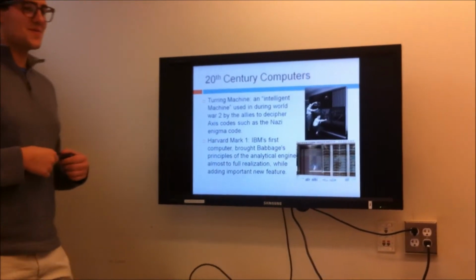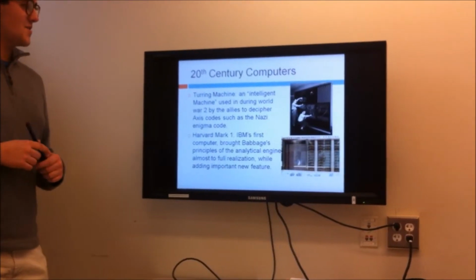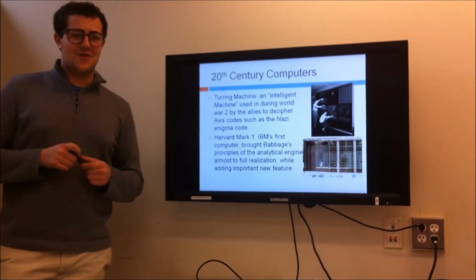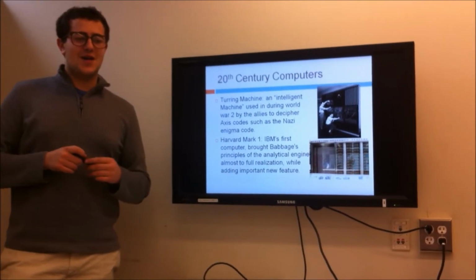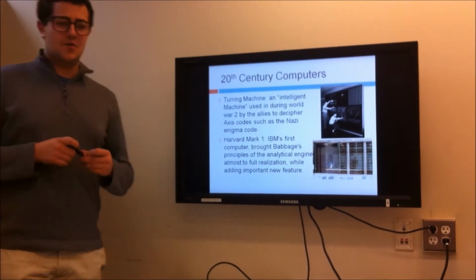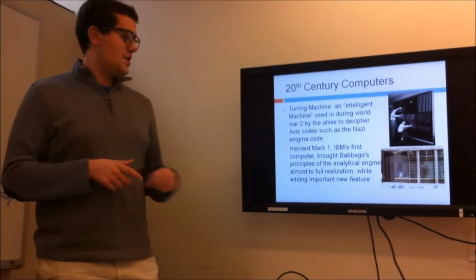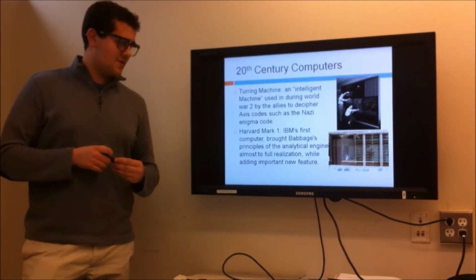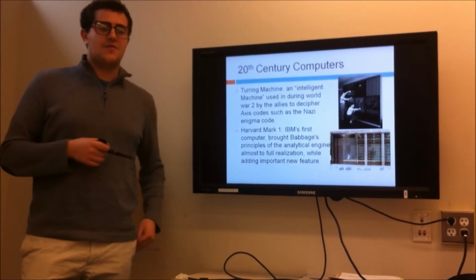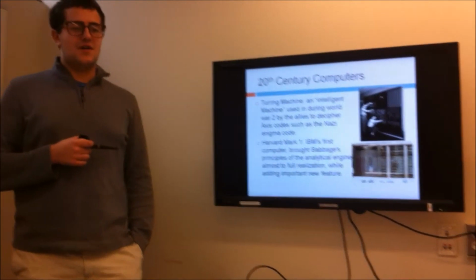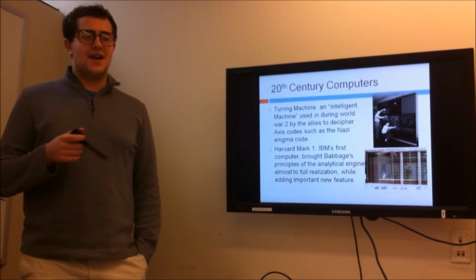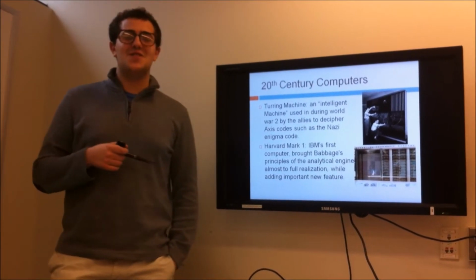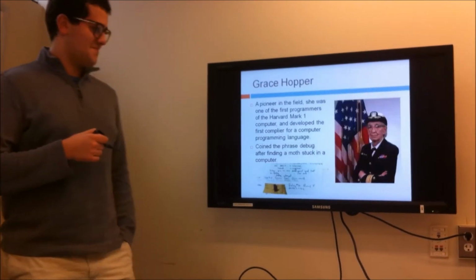20th century computers, such as the Turing machine, which was an intelligent machine used during the Second Great War to decipher Axis codes such as the Nazis' Enigma code. Harvard Mark I, another World War II era computer, was IBM's first computer, which brought my great-grandfather Babbage's principles of the analytical engine almost to full realization while adding important new features to the computer world.